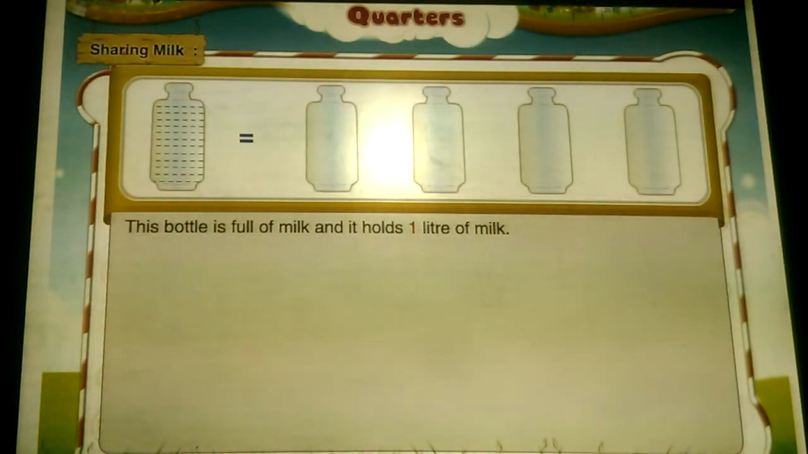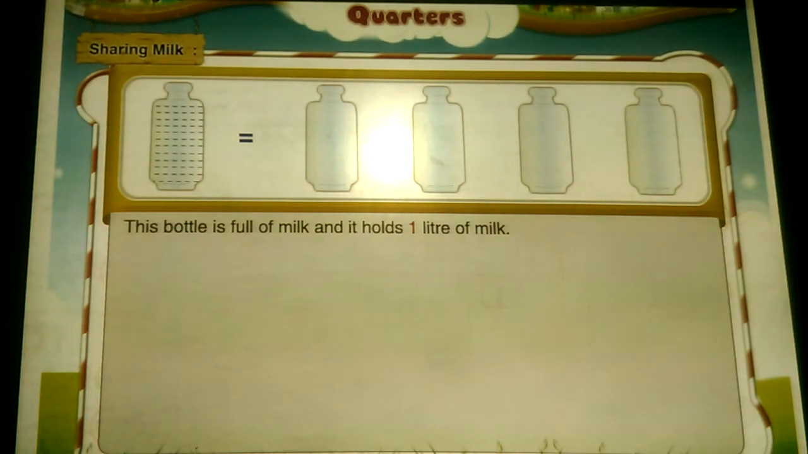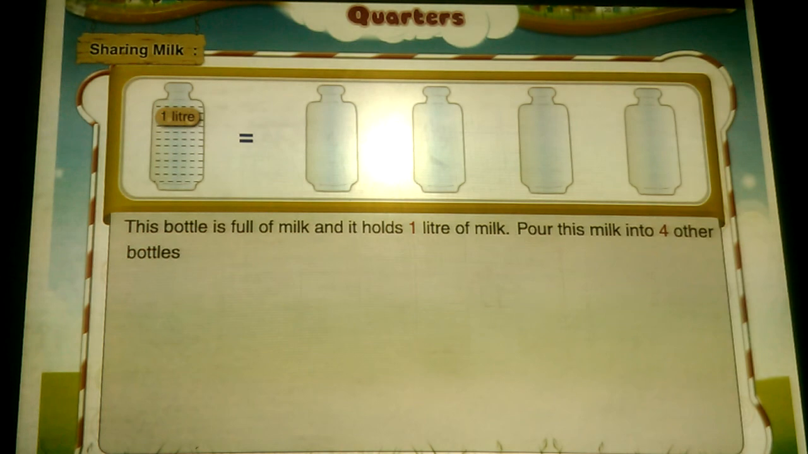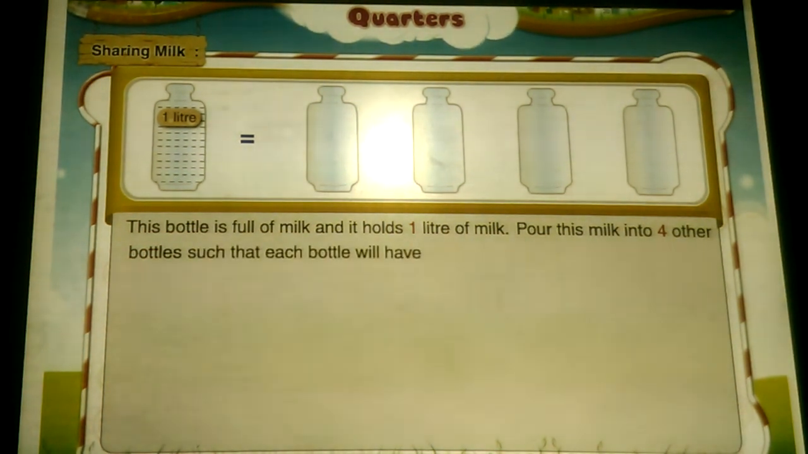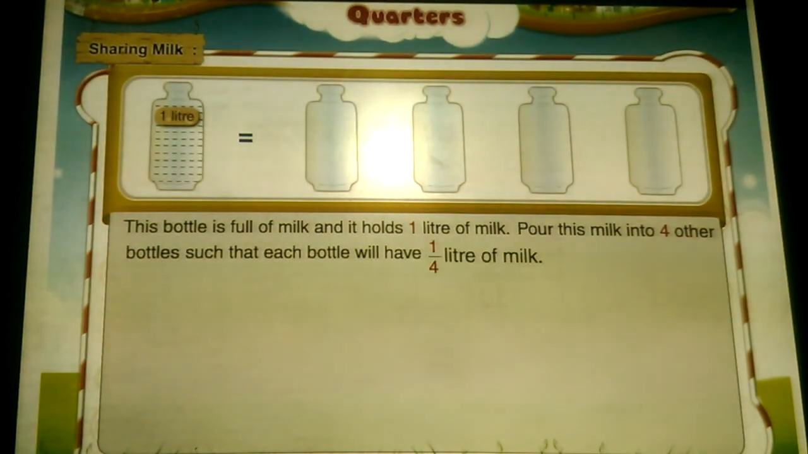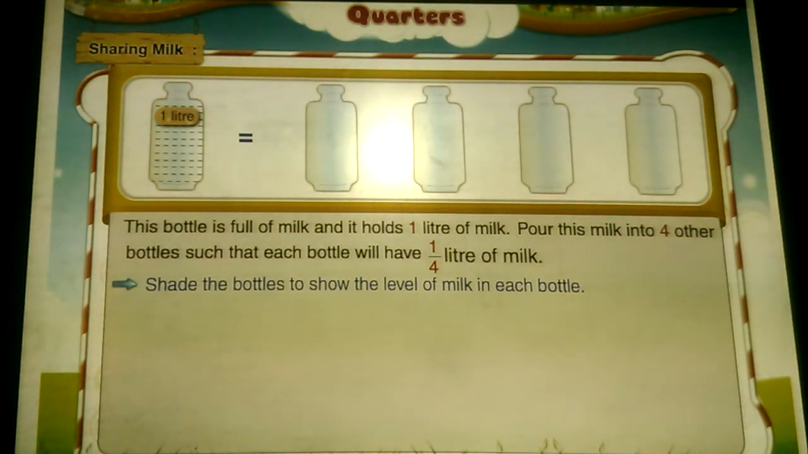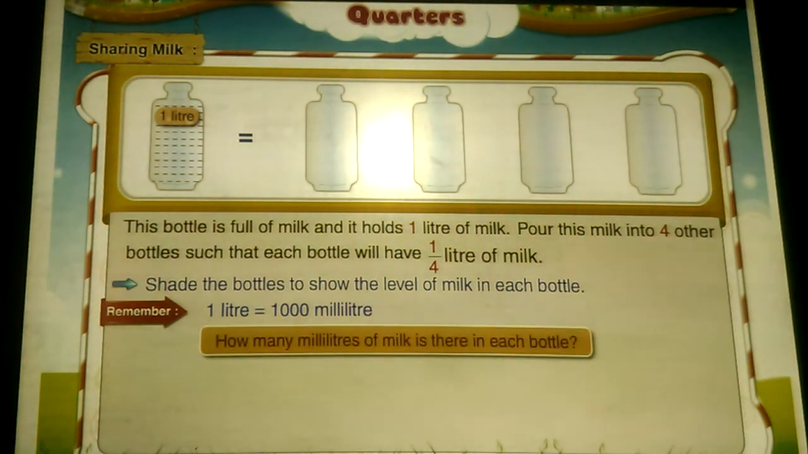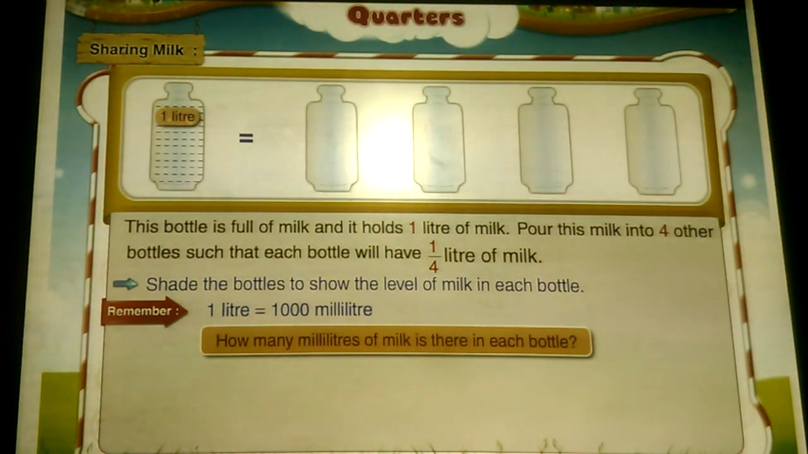Sharing milk. This bottle is full of milk and it holds 1 liter of milk. Pour this milk into 4 other bottles such that each bottle will have 1/4 liter of milk. Shake the bottles to show the level of milk in each bottle. Remember, 1 liter is equal to 1000 milliliter. So, how many milliliter of milk is there in each bottle?